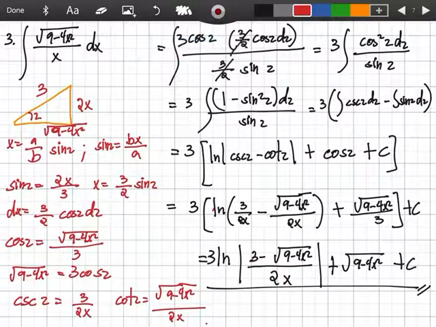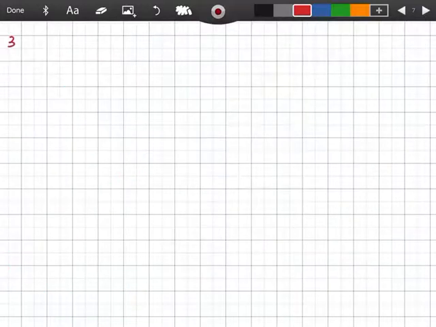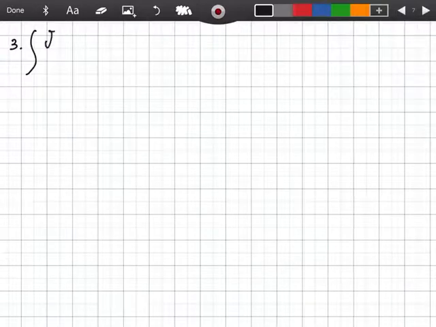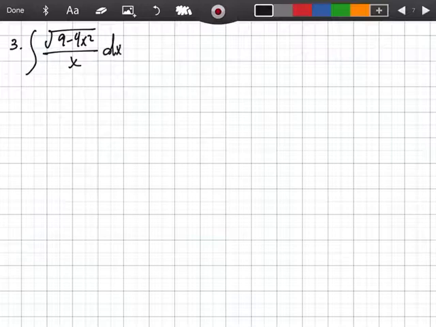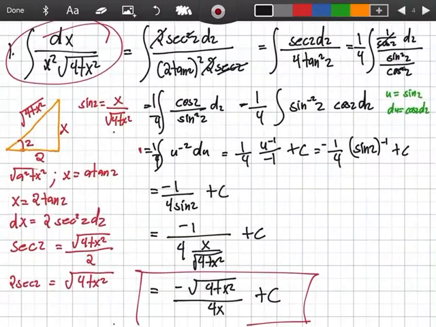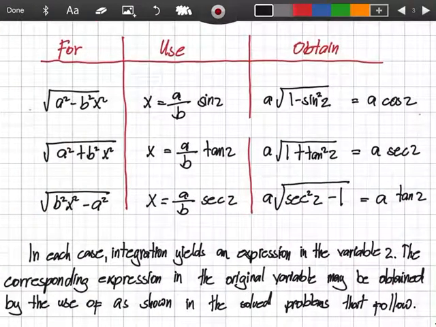Okay. So, in number 3 example, the integral of square root of 9 minus 4x squared over x dx. So, anong meron dito? So, you'll notice, hindi lang siya x, kundi meron na siyang number before the variable. So, kapag ganyan daw, ang gagawin natin ay square root of 9 minus 4x squared. So, ito siya. Ang gagamitin natin.